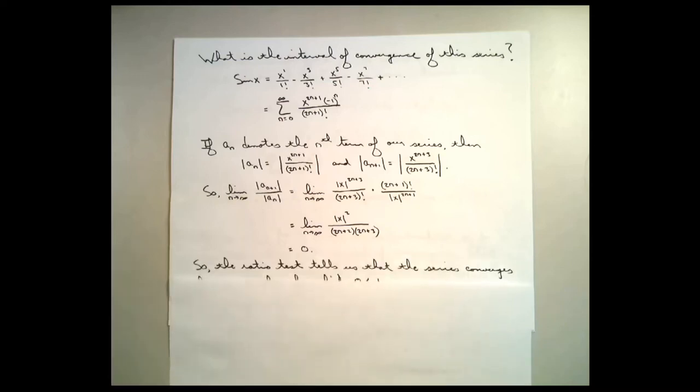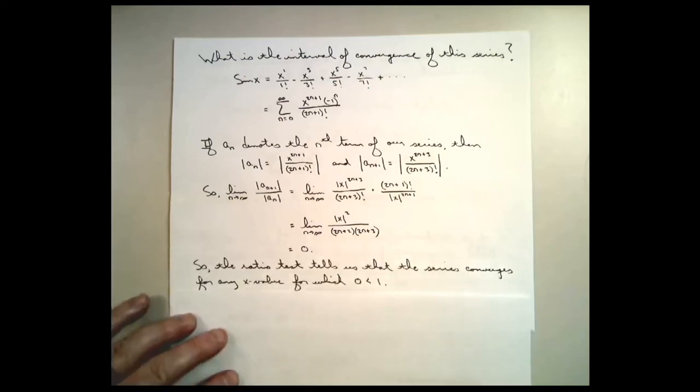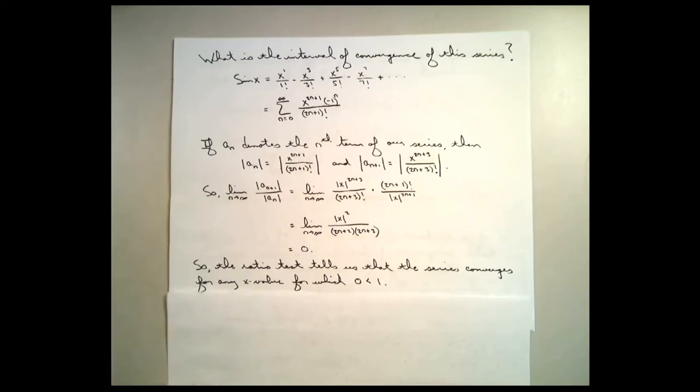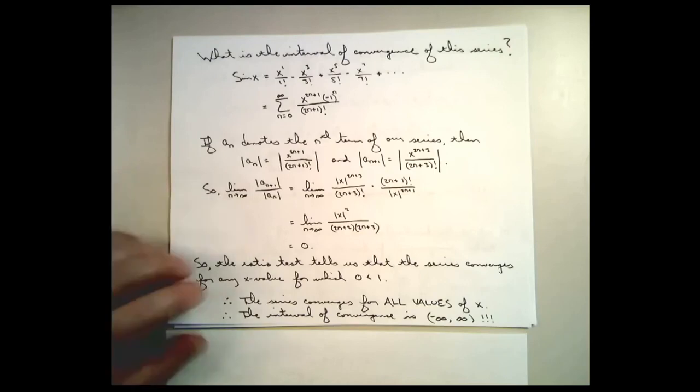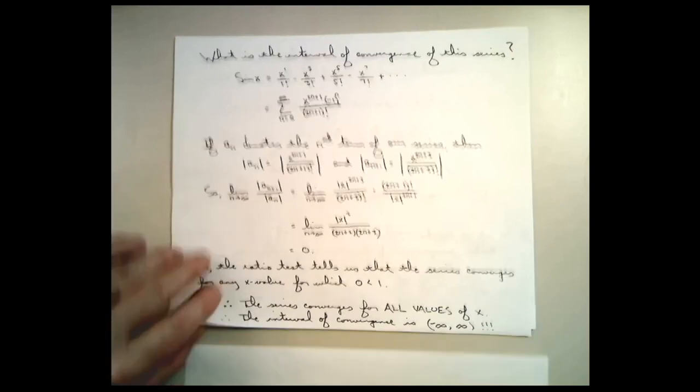Well, 0 is always less than 1. It doesn't matter what the x value is. And so what we've just shown is that this series converges for all values of x, every single one. So the interval of convergence is, in fact, all real numbers. The interval of convergence is everything from negative infinity to infinity.